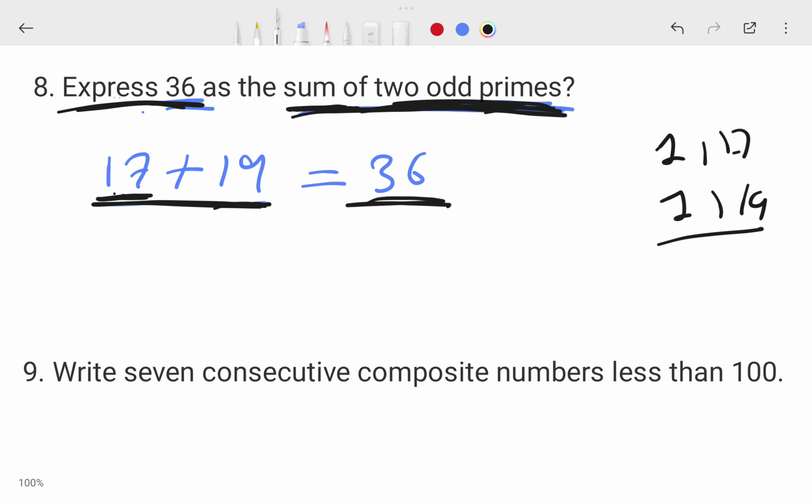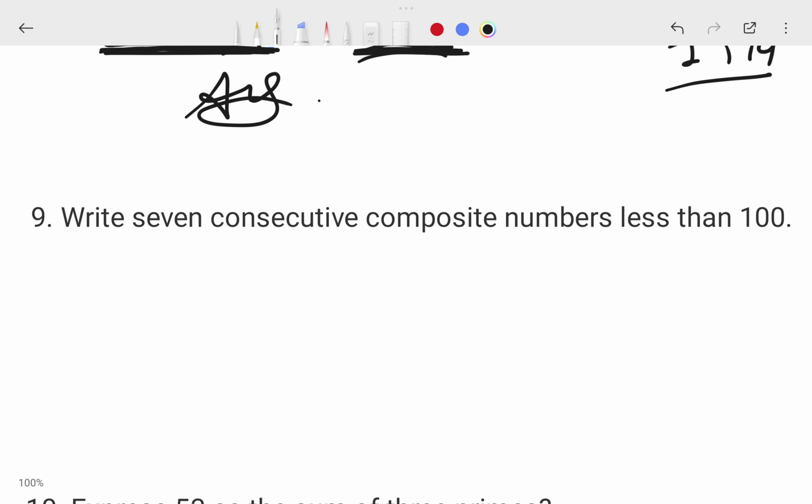So this is the 36. The question is telling you to take two odd prime numbers, and when you add them, your answer has to be 36. We take the two prime numbers and add them, and we get 36. So this is our answer. Simply. Is it over? Right. Is it clear to you? Then we can go through the next question.